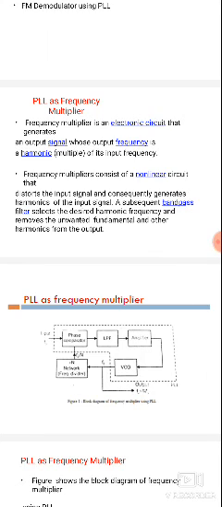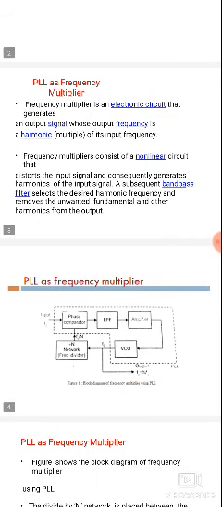What is our definition of frequency multiplier? A frequency multiplier is an electronic circuit that generates an output signal whose frequency is a harmonic or multiple of its input frequency. So a frequency multiplier is an electronic circuit which generates an output frequency, but the generated output frequency is a multiple or harmonic of the input frequency. This is called a PLL frequency multiplier.